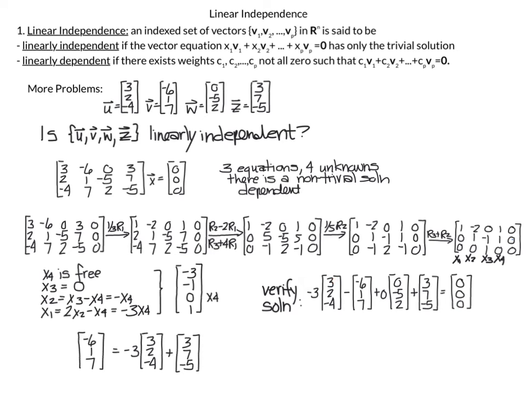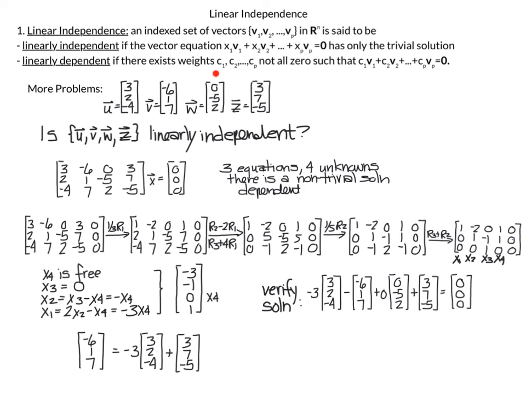Here I have negative 9 plus 6 plus 3, which gives me 0 on top. Then minus 6, minus 1, so that's minus 7, plus 7 gives me 0, and here I have 12 minus 7, which gives me 5, minus 5 is 0. So I have verified that this is my solution, and this is the form of my solution. And furthermore, I can show you that I can write one of these 3 vectors in terms of the other 2.